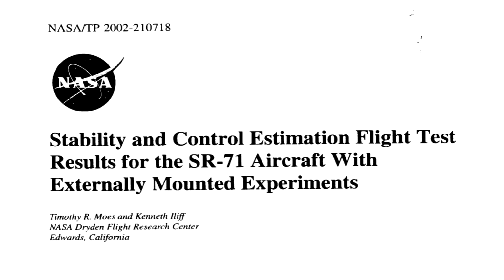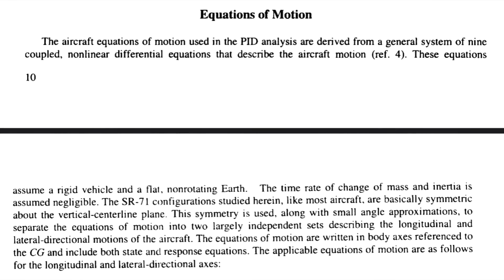17. In 2002, NASA published another document titled Stability and Control Estimation Flight Test Results for the SR-71 Aircraft with Externally Mounted Experiments, detailing experiments done for stability and control derivatives on SR-71s carrying equipment externally mounted to the top of the fuselage. On page 11, we see once again, these equations assume a rigid vehicle and a flat, non-rotating Earth.